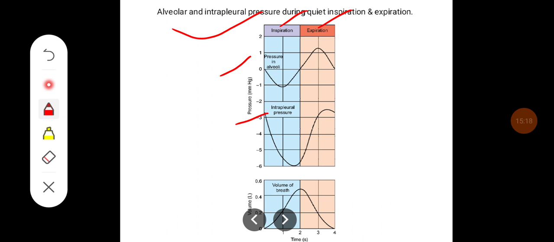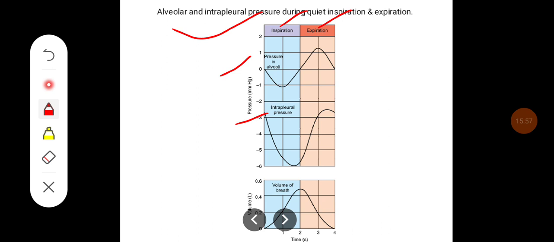It is always negative. Okay, and when inspiration starts, because of the expansion of the thoracic cage, a more negative intrapleural pressure is created, because of which air enters inside the lung. During expiration, because the thoracic cage recoils, the intrapleural pressure reaches -6 to -3, that increases the alveolar pressure and air is expired out of the lungs. Okay. So this is the volume of air taken in during inspiration and expiration.